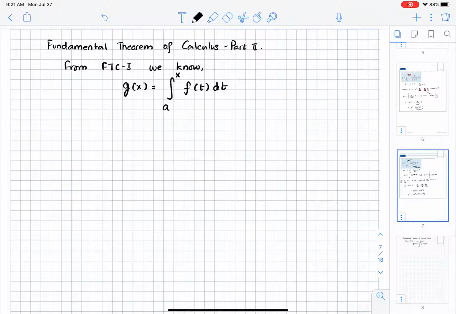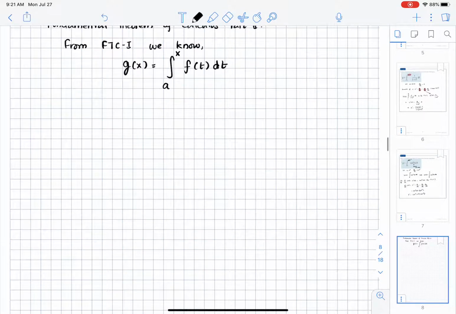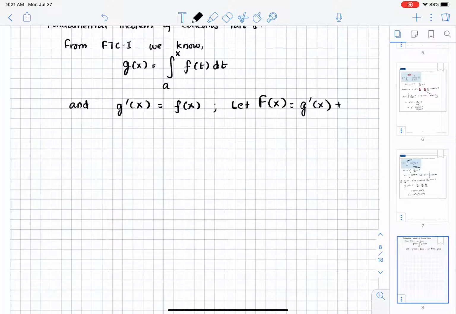So we also know g prime of x would give us f of x. This is from FTC1 also. Now the antiderivative, uppercase F of x, would be equal to g of x plus some constant c.